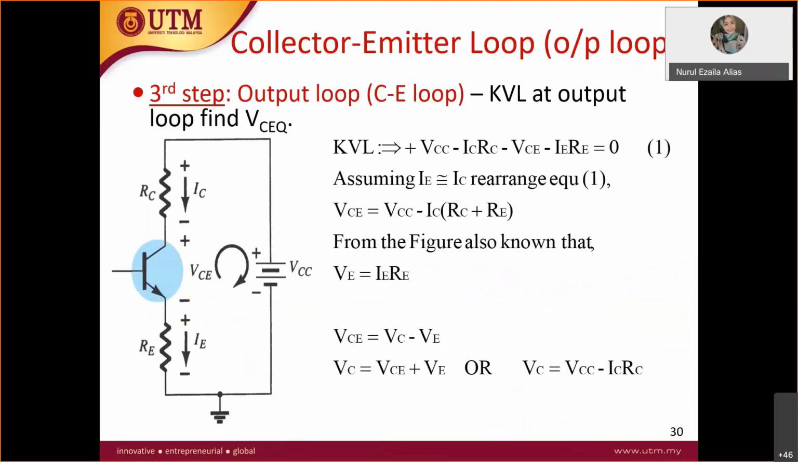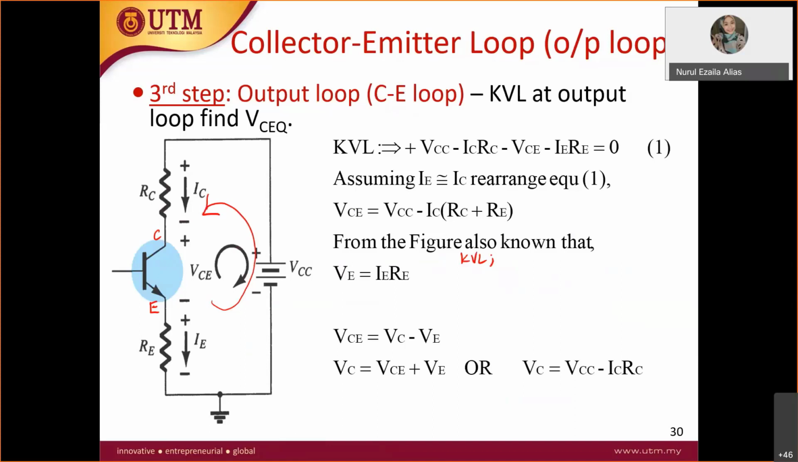For the output loop, you solve KVL from collector to emitter. So this is your loop. You have resistor RC, you have VCC, and then you have RE. So write down the equation. What is the equation here? It is KVL at this loop. For example, or if you want to do the loop like this also can, either way can.